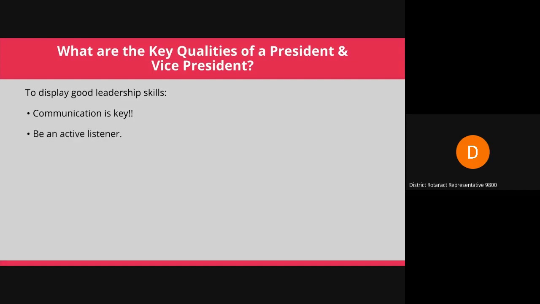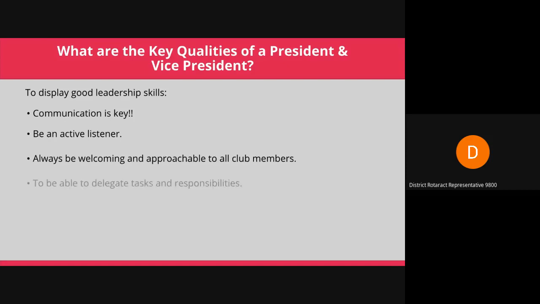So the next quality is active listening. Really listen and pay attention to what your members have to say. They really do want their opinions and voices to be valued. So if you do cut them off while they're talking, or you seem really uninterested, they will realize that, and that could agitate some people, and that could prevent them from participating in club discussions or events in the future. Always be welcoming and approachable to all club members. Always remember to delegate tasks. You don't have to do everything yourself. You have other club members who can help you out.